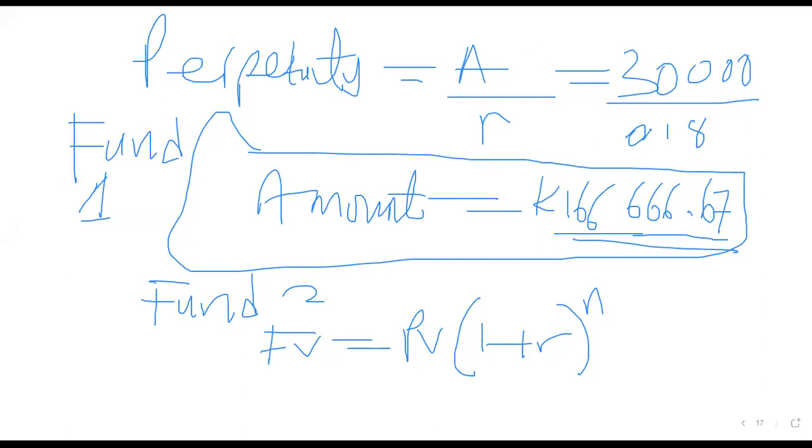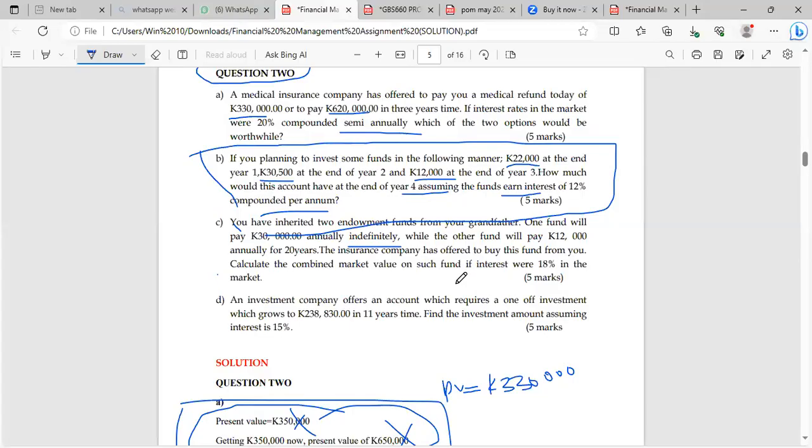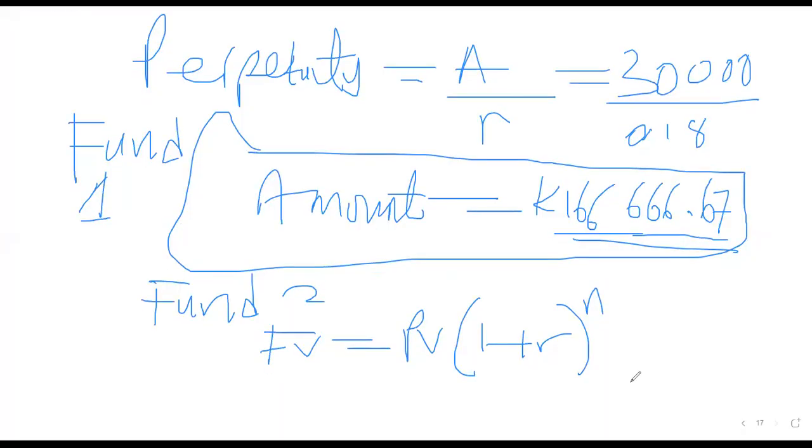Then fund two says the other fund will pay 12,000 annually for 20 years. So it's an annuity, this one. You have to find the future value of the annuity now. It's not a single deposit. So fund two was an annuity.